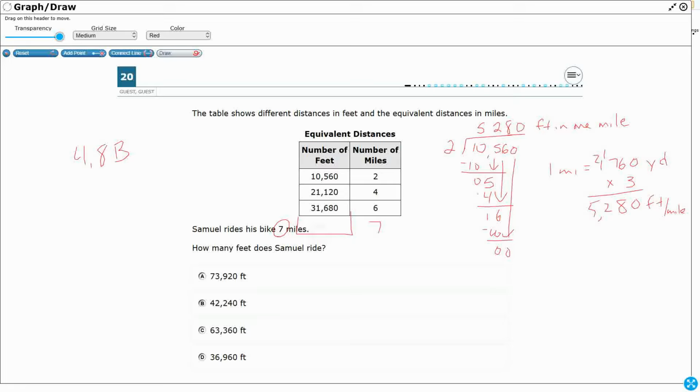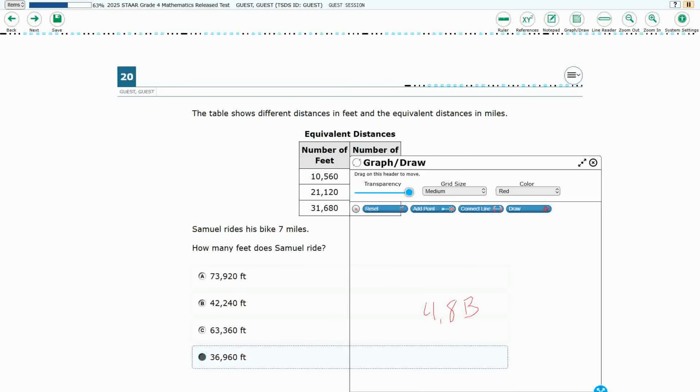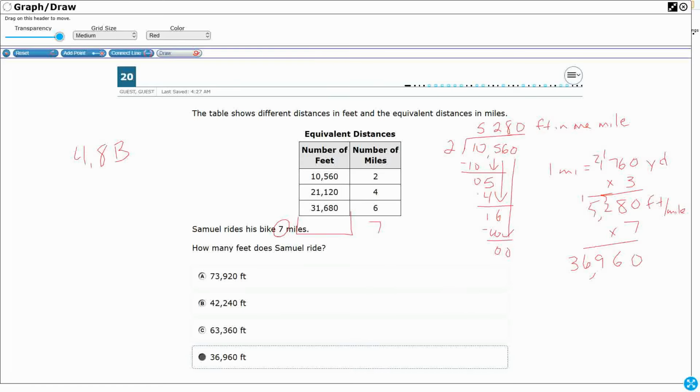Now we need 7. Okay. So we can say, let's multiply this by 7. 36,960. Our answer is D. As you could tell, that was quite a few steps.